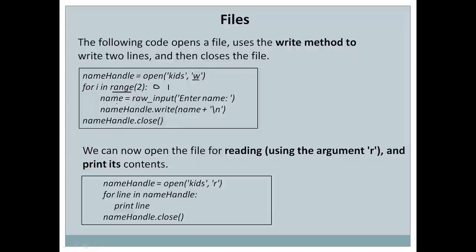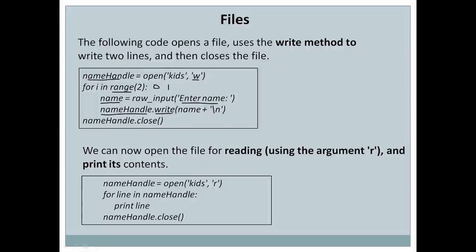Look at the code inside the for loop. The first line inside the for loop says name equals raw input. Raw input is a function which is used to read a value from a user. With raw input, we give a message which we want to display, which is enter name. Suppose the user enters something at this point, and that will be stored in the variable name. Then we are using the name handle which we have created, name handle dot write.